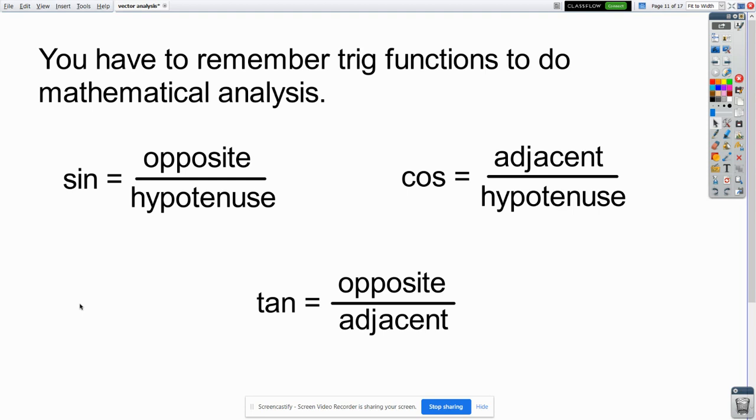The mnemonic device goes like this. Some old hippie caught another hippie tripping on acid. Some old hippie, that's sine, caught another hippie, that's cosine, tripping on acid, that's tangent. Again, there's none of those weird vowel sounds. You don't have to worry about, are you pronouncing these things correctly or not? You don't have to worry about any of that. You just have to remember the sentence. Some old hippie caught another hippie tripping on acid, and you can remember all your trig functions.